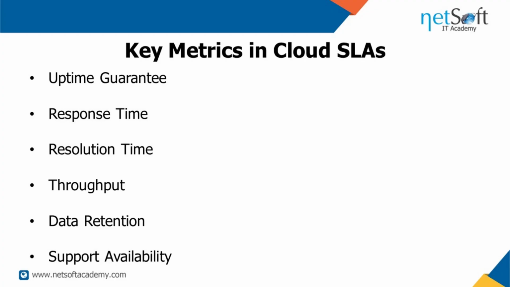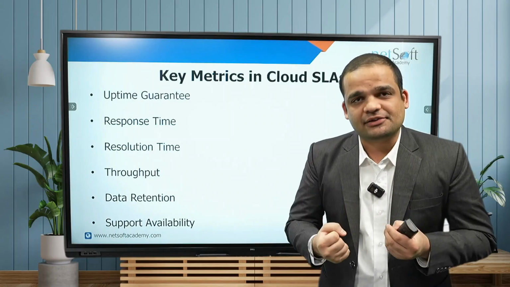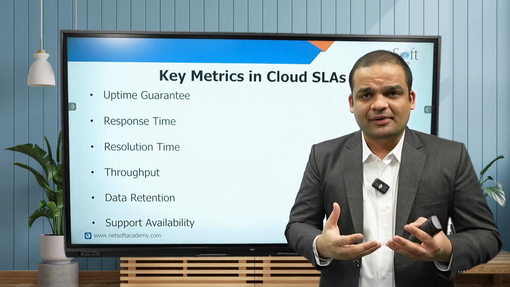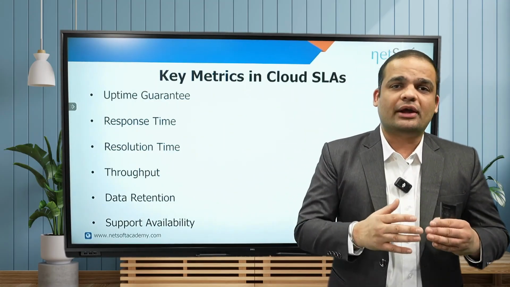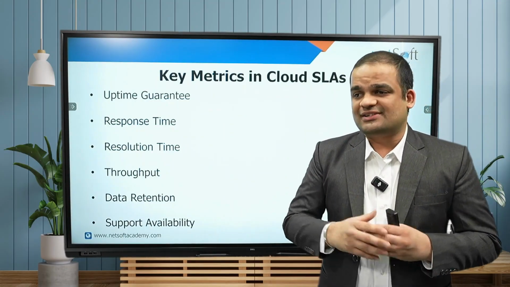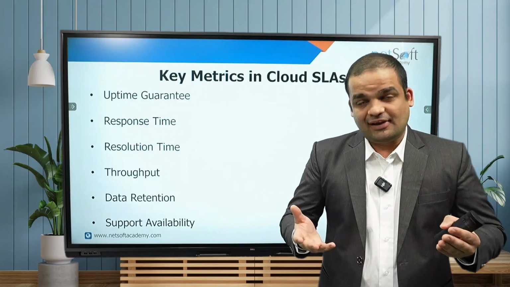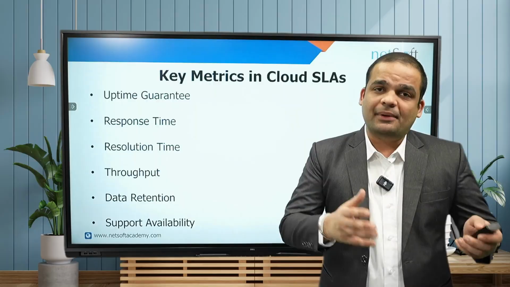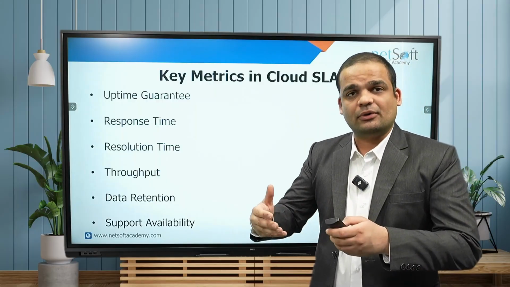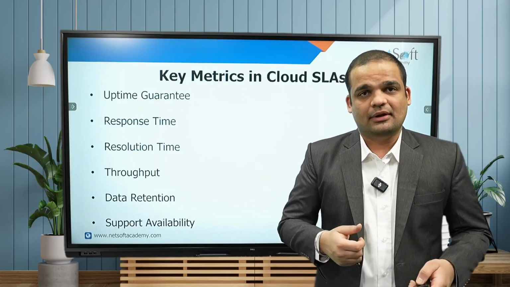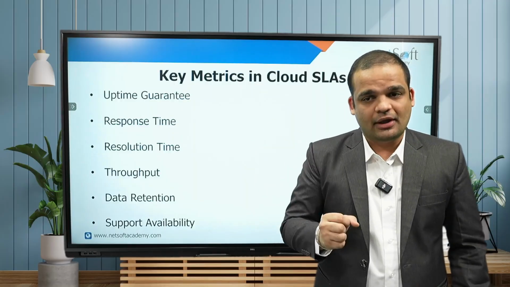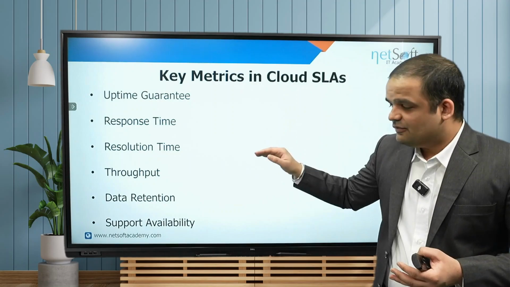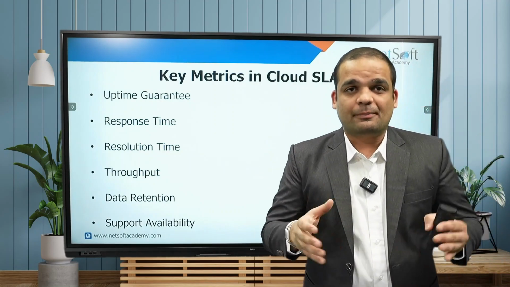This measures the system's capacity to handle workload, ensuring that the performance remains stable even during high peak or certain spikes. For example, a cloud database might guarantee the ability to process a certain number of transactions per second. That will be the throughput, the amount of work done. So even the SLA, they also mention the proper throughput.